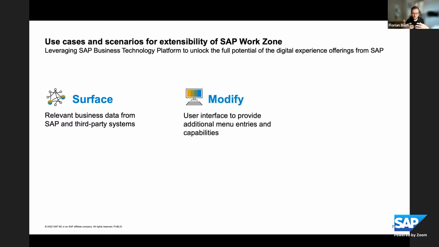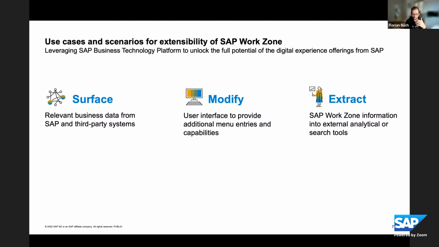Secondly, you may want to modify the overall user interface, adding menu items, deep links, some other things. So that could be an option for extensibility or motivation for it. You may want to extract different data out of WorkZone into an external tool for enterprise-wide searching, additional analytical capabilities, or some other scenarios. Next, you may want to truly harmonize the experience a user has across a dedicated business process that may touch multiple systems. More to that on the next slide.